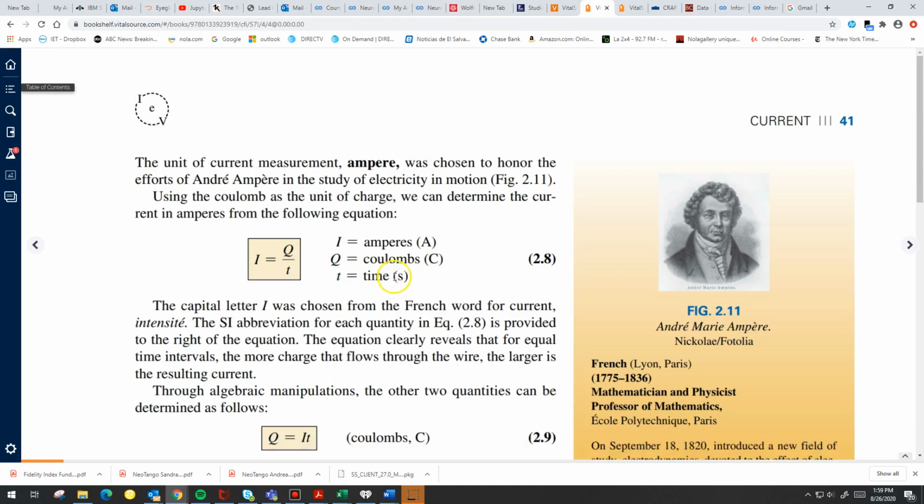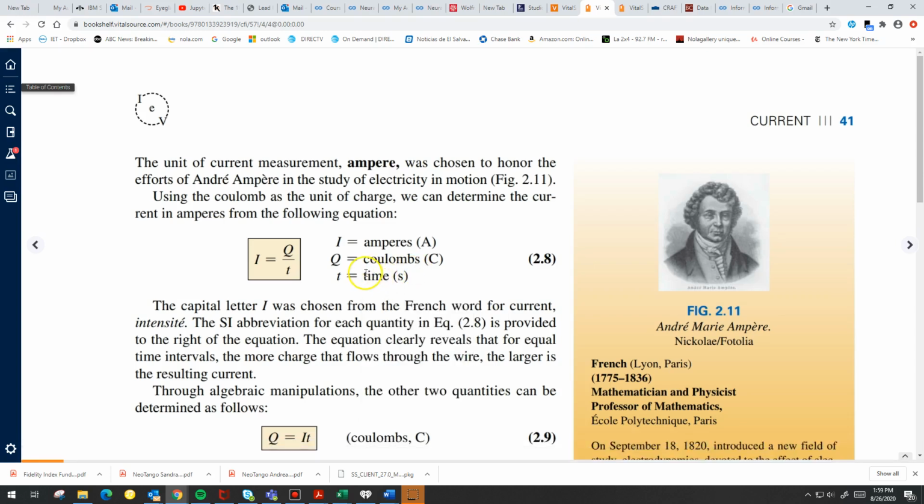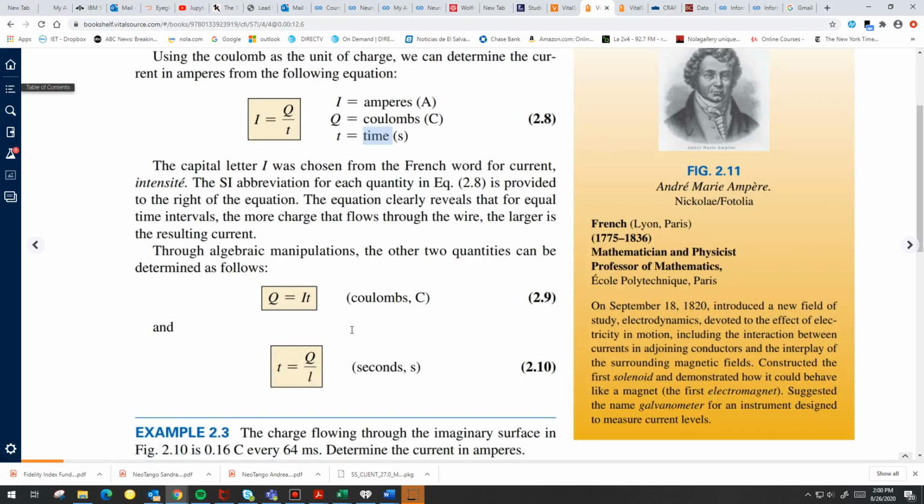In this case, this should actually say seconds, not time, so make sure you make that correction. This little t represents the parameter of time, but in this equation, the units of time that we're going to use are seconds, and we use lowercase s to represent seconds. So make sure you make that correction in your book if your book doesn't have it corrected, because this should say seconds. All right, the units of time we're going to use.